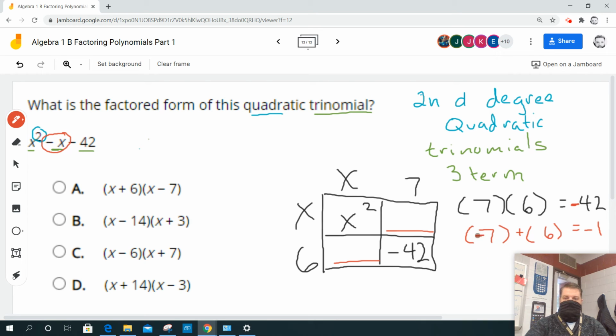Negative 7 plus 6 equals negative 1, and negative 7 times 6 equals a negative 42. So if I put my negative sign here and a plus sign here, then I get a positive 6x here and a negative 7x here. And then when you add them up, I get my negative 1x. So which one looks like that? A, B, C, or D? A. A is the correct answer.